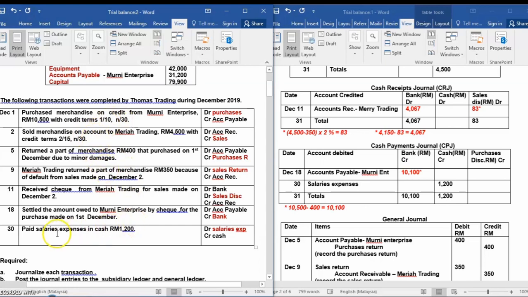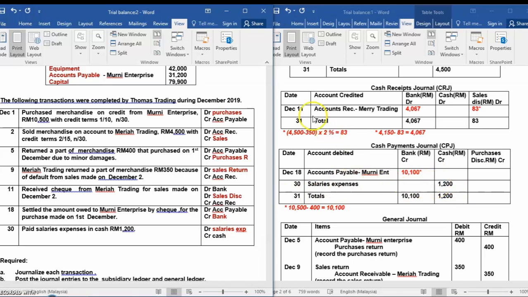Okay, the last one, 30th of December, paid salaries expenses in cash RM 1,200, and we have to record in the cash payment journal, debit salaries and credit cash with the amount of 1,200.